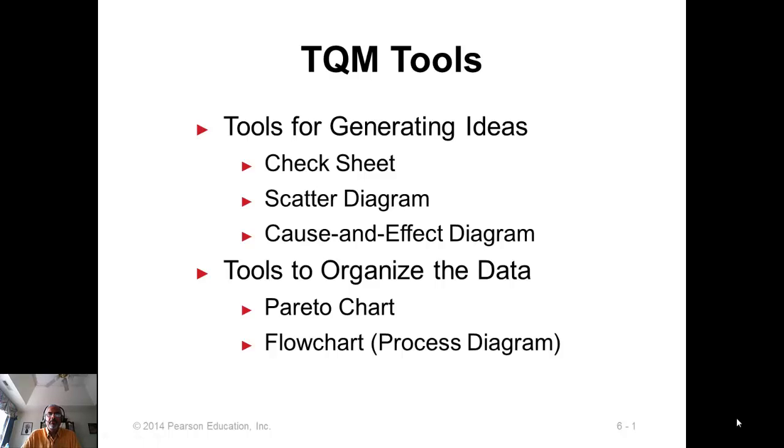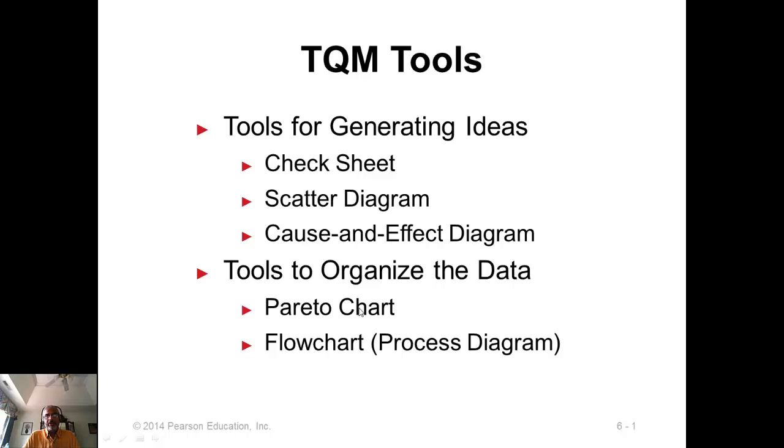Next is TQM Tools. Several kinds of tools that we can use when it comes to total quality management. Okay, here are the tools for generating ideas for solving a problem. If you have a problem, then you collect data with a check sheet and see how often a particular problem occurs. And you can use scatter diagram to understand the relationship between different variables. And you can use cause and effect diagram to understand what are the possible causes for a particular problem.